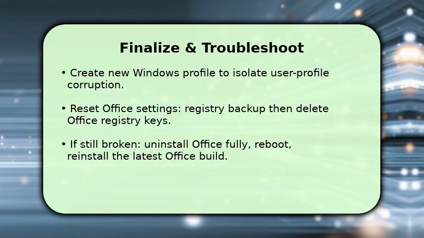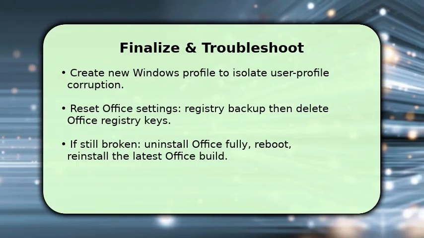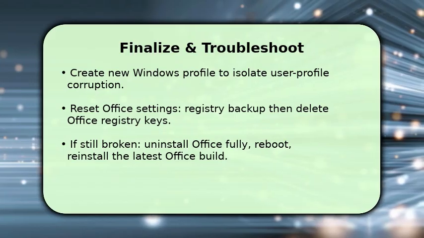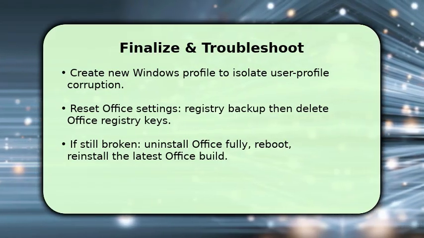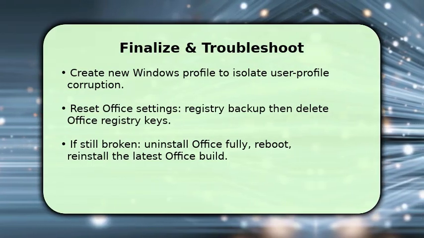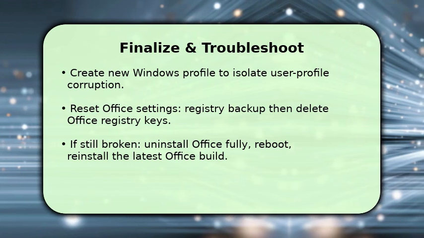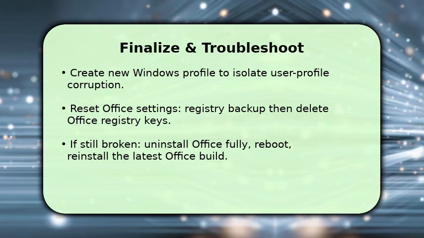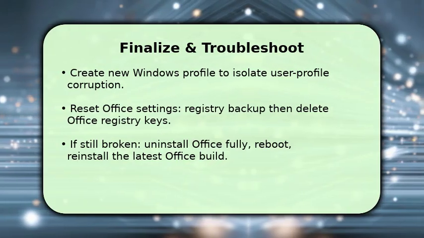Before editing the registry, back it up, then remove Office-related keys to reset preferences. If those steps fail, perform a complete uninstall using the Support Uninstall tool, reboot, and reinstall the latest Office build from your account portal. One key troubleshooting tip: check Event Viewer and capture the Office crash error code. Search that code to target any remaining driver or add-in conflicts.